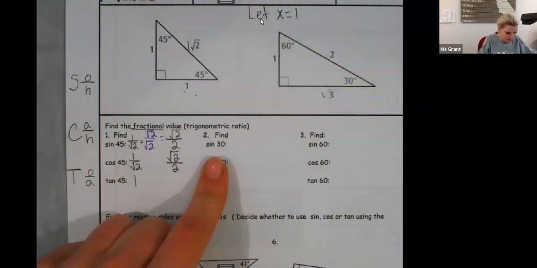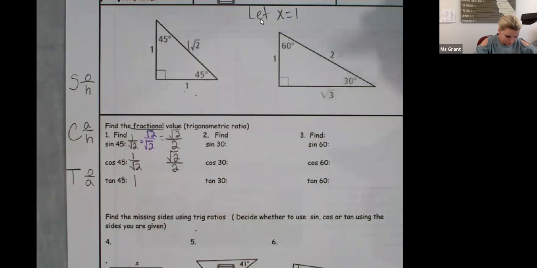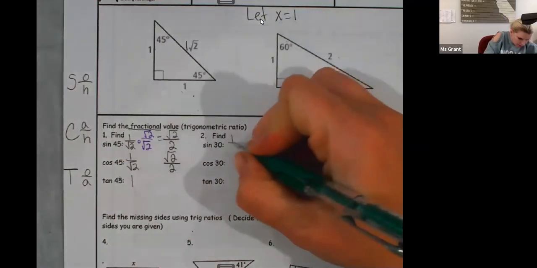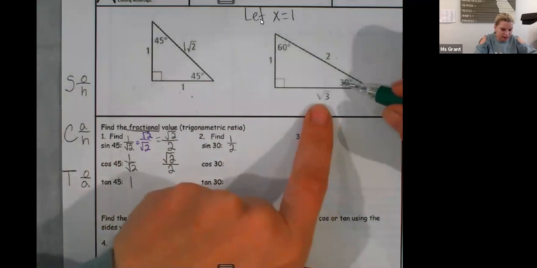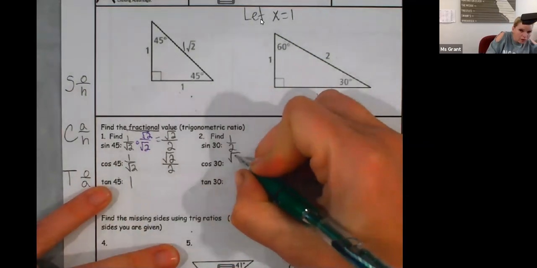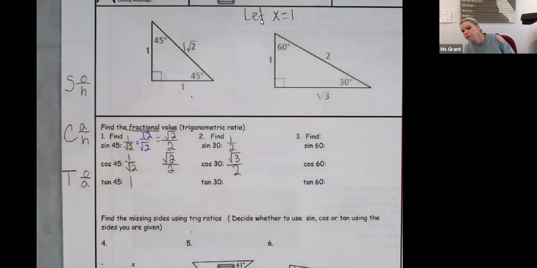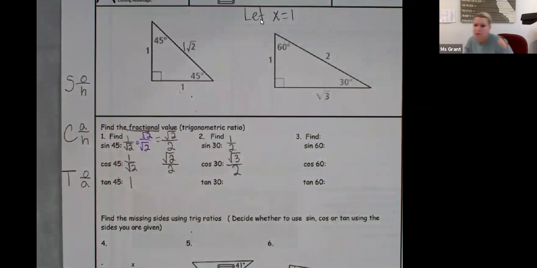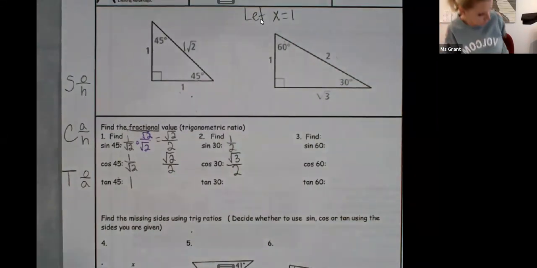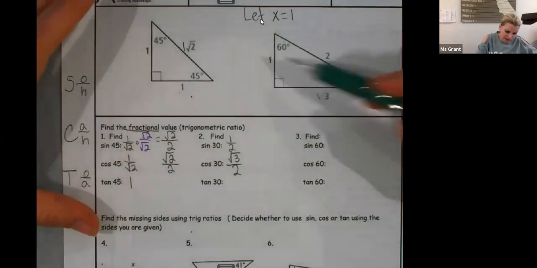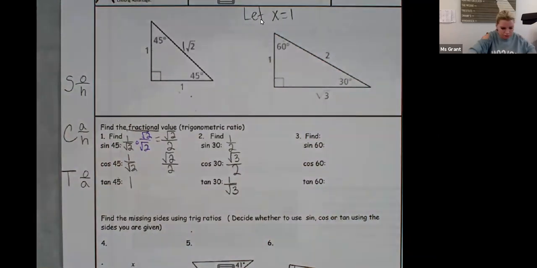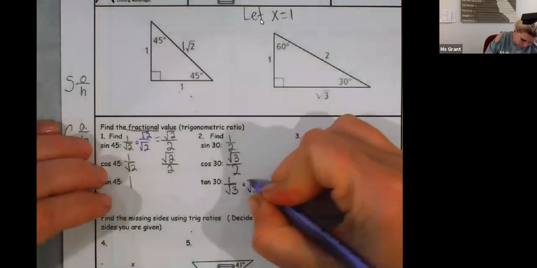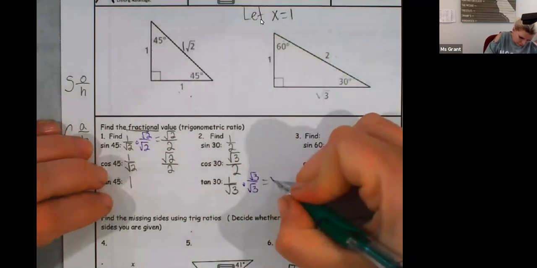Sine of 30, opposite over hypotenuse. Look at my 30, 60, 90 triangle now. Opposite over hypotenuse, one over two. Cosine of 30, here's my 30. Adjacent is rad three over hypotenuse is two. Oh my gosh, rad three over two. Tangent of 30 is opposite over adjacent. Opposite over adjacent, one over radical three. Rationalize the denominator, right? So, rad three over three.